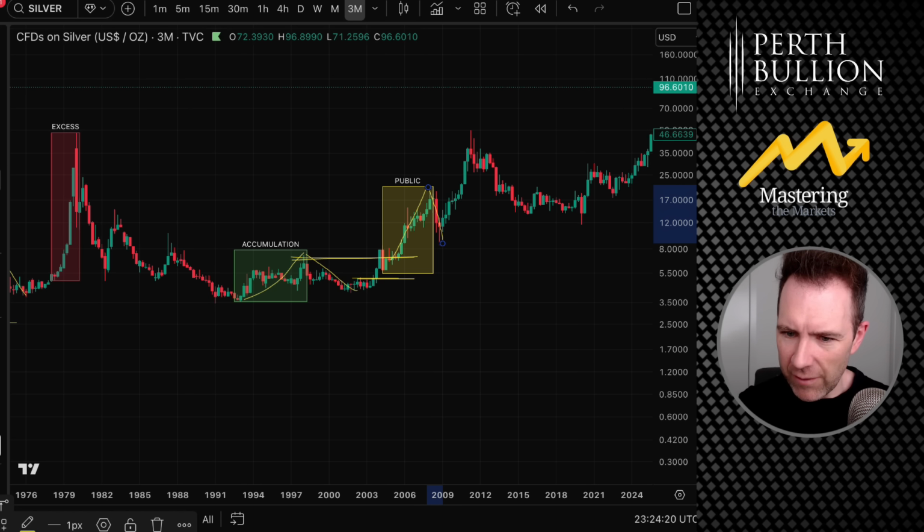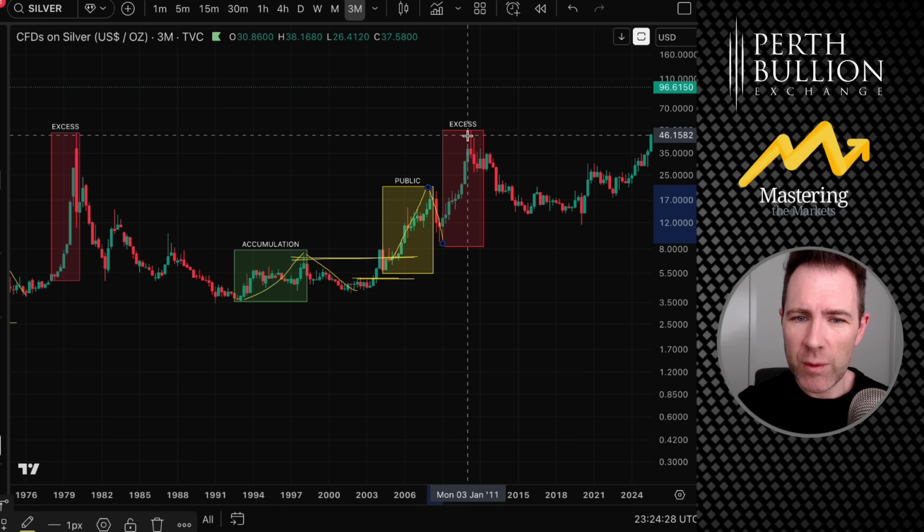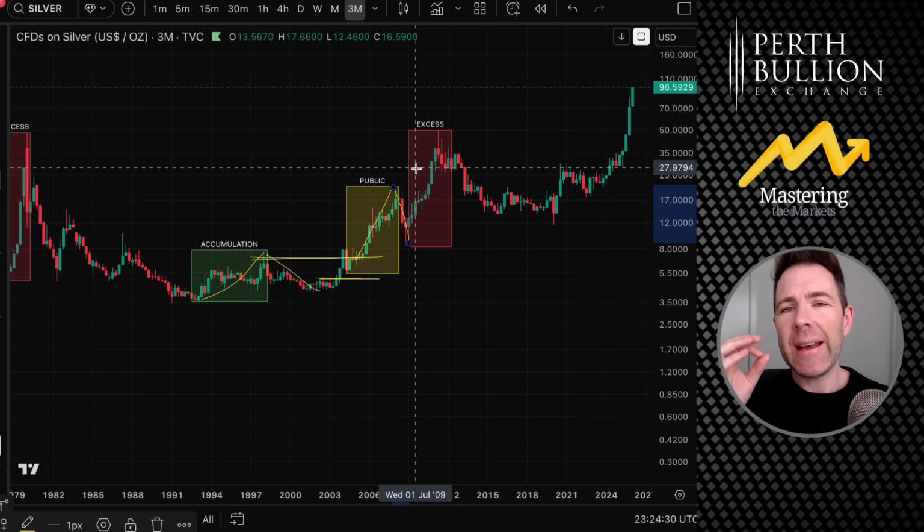And then finally, of course, as you can see, the excess phase, which was from around about the bottom of the GFC until 2011. That's the every man and his dog phase, everyone talking about it, etc.